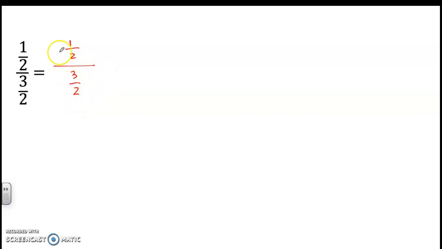If they're Algebra 1, then I will do the keep, change, flip. I can even rewrite this sometimes. I will say, you know what, guys, let's rewrite that: 1/2 divided by 3/2. And then I'll say, let's use the keep, change, flip. Keep 1/2, change division to multiplication, and the flip is going to be 2/3.